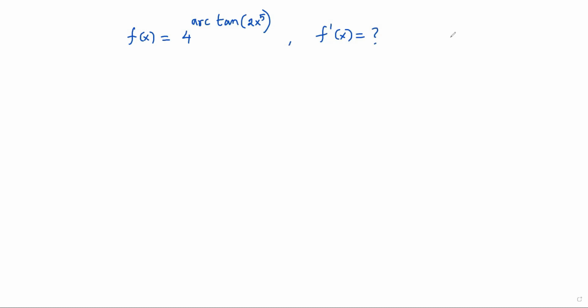I'm going to find the derivative of a function in the form a to the x power. Here a is a constant and x is a variable. The derivative with respect to x is a to the x power times ln a. Then the derivative of arctan x with respect to x is 1 over 1 plus x squared.